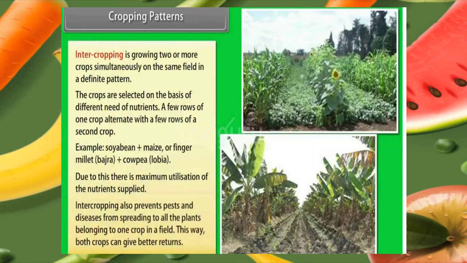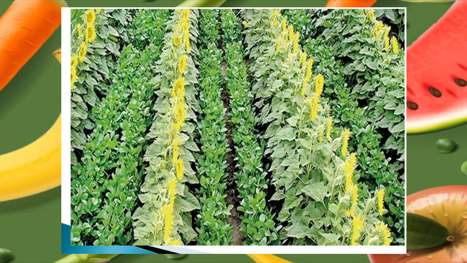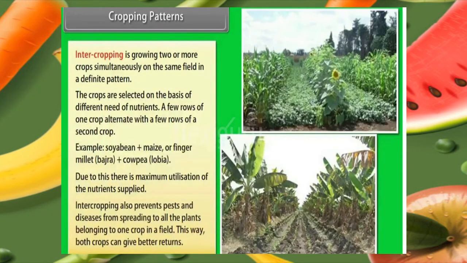This also ensures the maximum utilization of the nutrients supplied and it prevents the spread of pests, insects, etc. from one plant to another, because these pests as well as these insects are crop specific. See the examples of crops which are grown under intercropping are soybean and maize, finger millet, that is bajra, and cowpea. These are grown together.